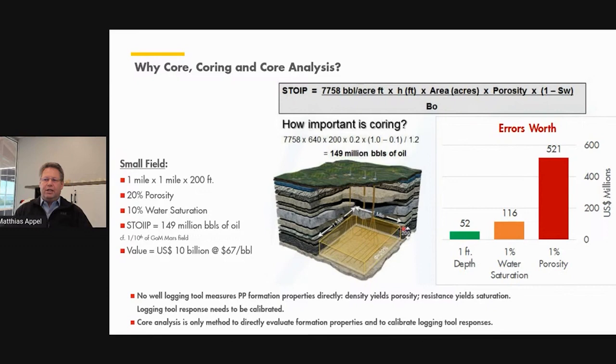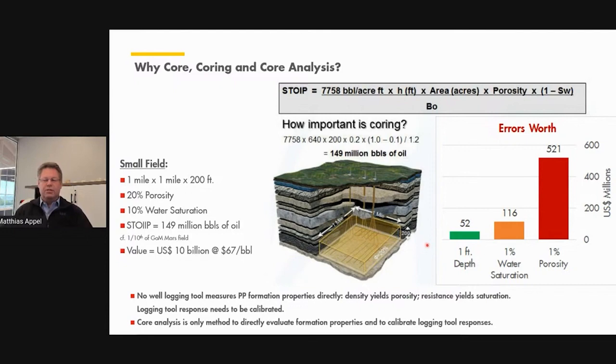So if you are unsure whether your field is 200 feet thick or whether it's 199 or 201 feet, you're already creating an uncertainty of about $50 million. A 1% uncertainty in the water saturation is twice that value, $116 million. And a 1% uncertainty in porosity translates to $500 million of value that needs to be considered. And those differences can make or break a project, right? It can make a project economic, or it can mean that the field is too small to be further developed.